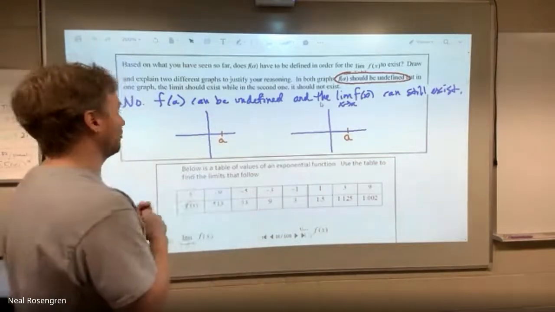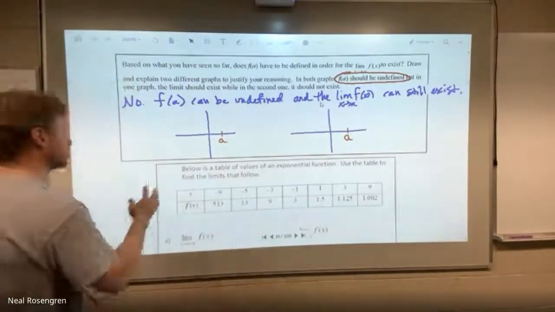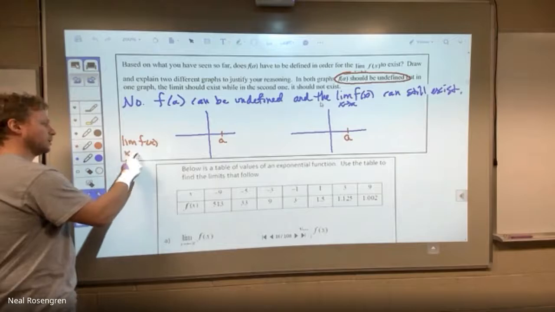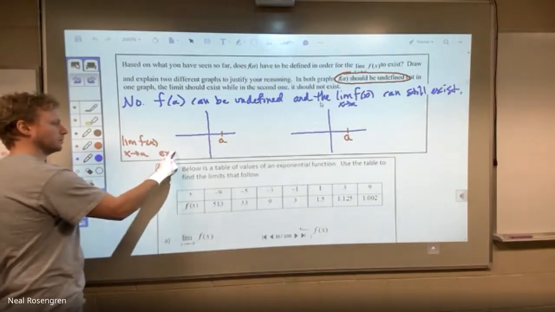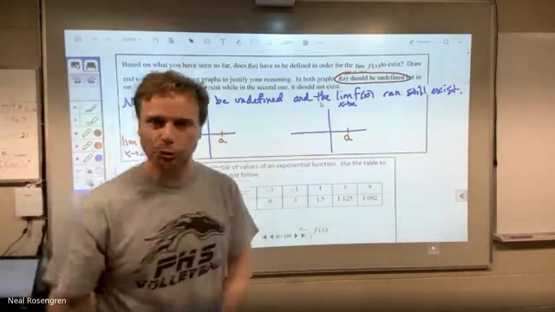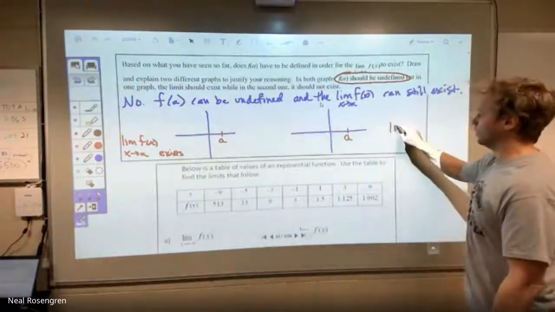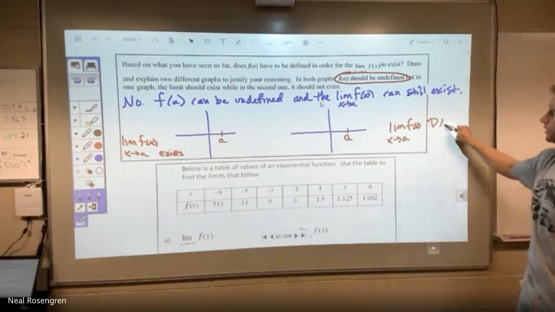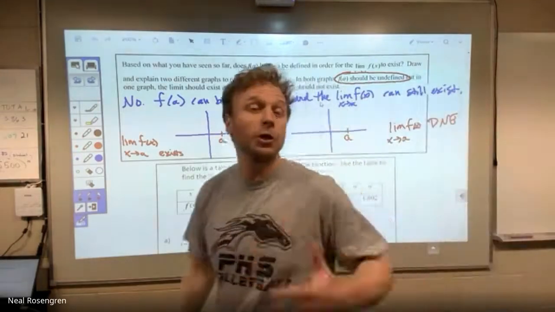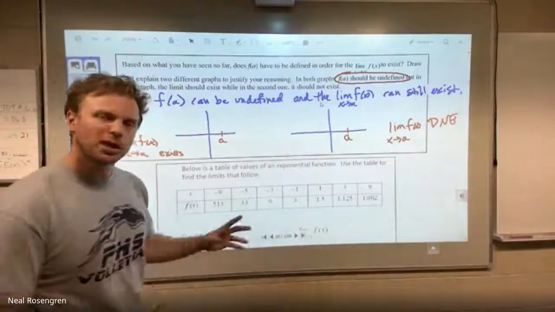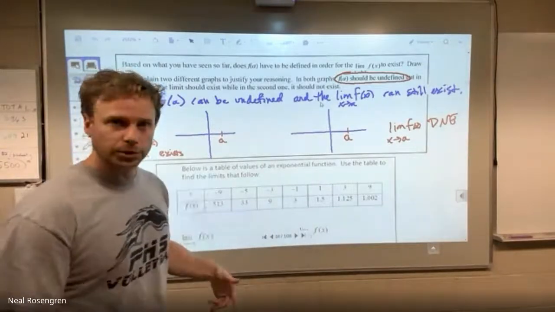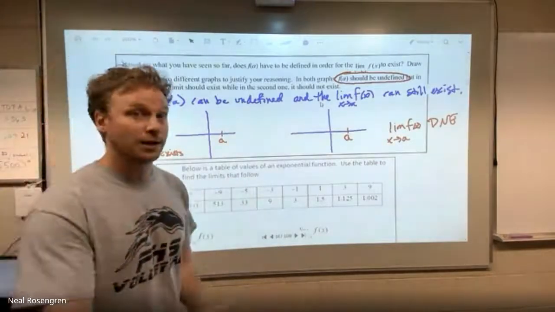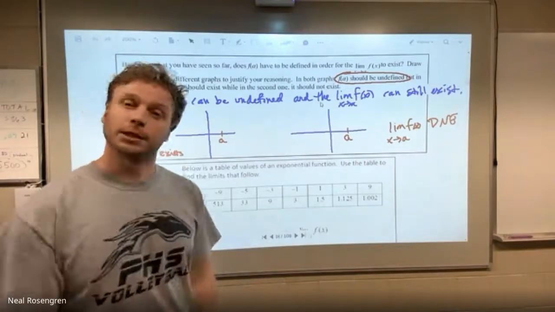In one graph, the limit exists. So on this left graph over here, the limit of f of x as x approaches a exists, and we've got some actual limit that's there. And the one over here, the limit of f of x as x approaches a does not exist. So see if you can draw 2 different graphs, both of which f of a is undefined, but the one on the left, the limit does exist, and the one on the right, the limit does not.